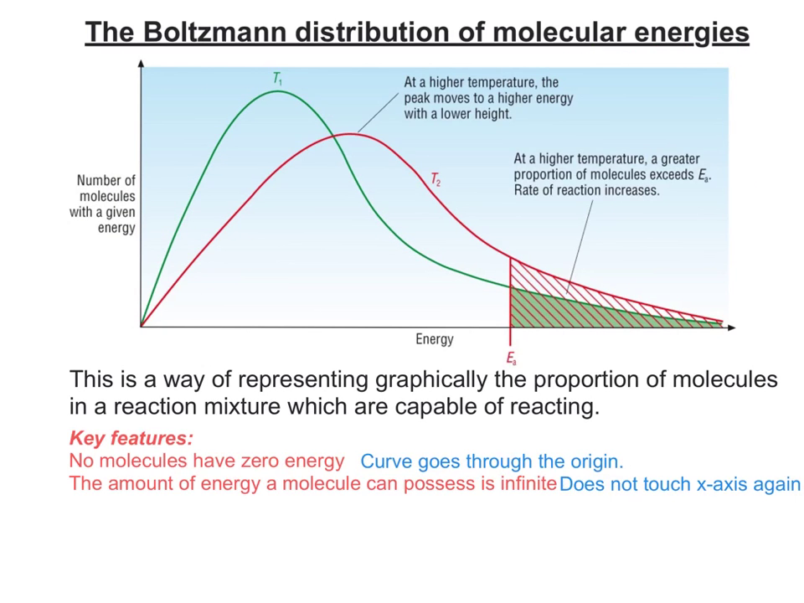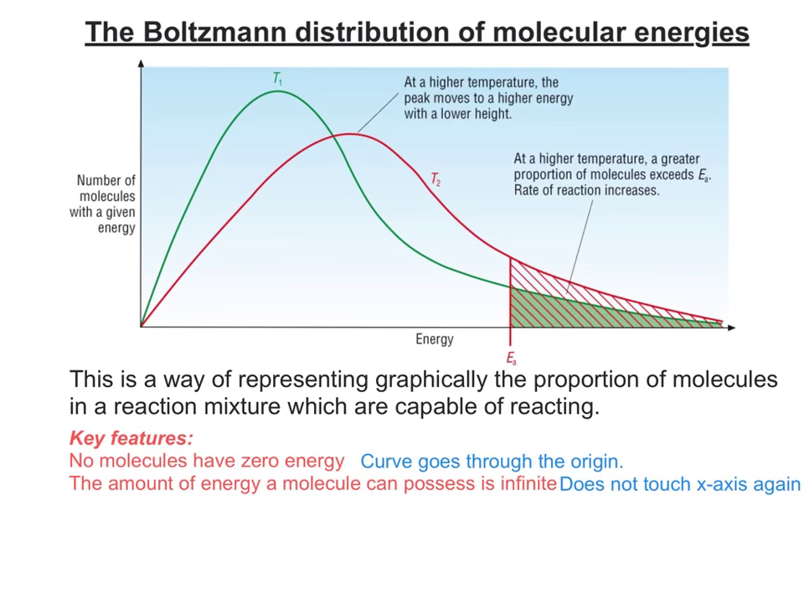So here we have a graph that shows not only the original temperature, but a higher temperature, T2. The original temperature was T1, the higher temperature is T2, and you can see there's a number of extra particles that can now actually exceed activation energy. The rate of the reaction increases.